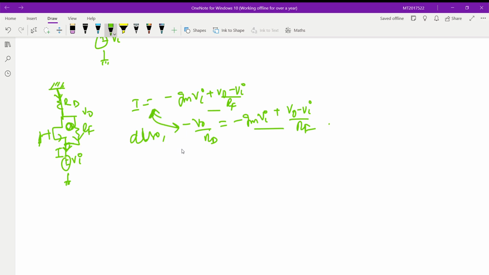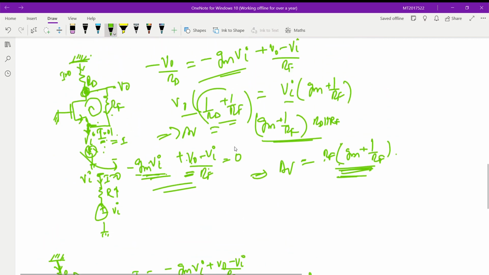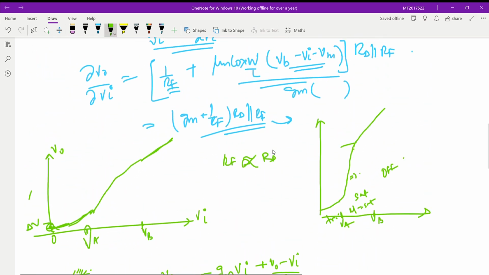So now if we just solve this equation, putting I equal to minus Vo by Rd, it's the same thing. We'll get our usual solution, which is Gm plus 1 by (RF parallel Rd). So this is another way of looking at the small signal analysis.